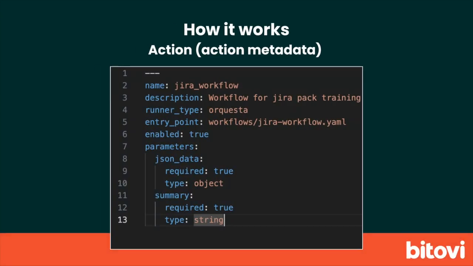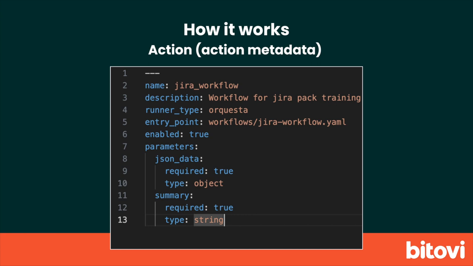So when developing an action, we divide it into two parts. There will be two YAML files. One will contain just the metadata about the action, and the other is where your actual logic will be residing. So this is the action metadata. This will just contain the metadata for that particular action. You will have to specify the name, description, and then the runner type.